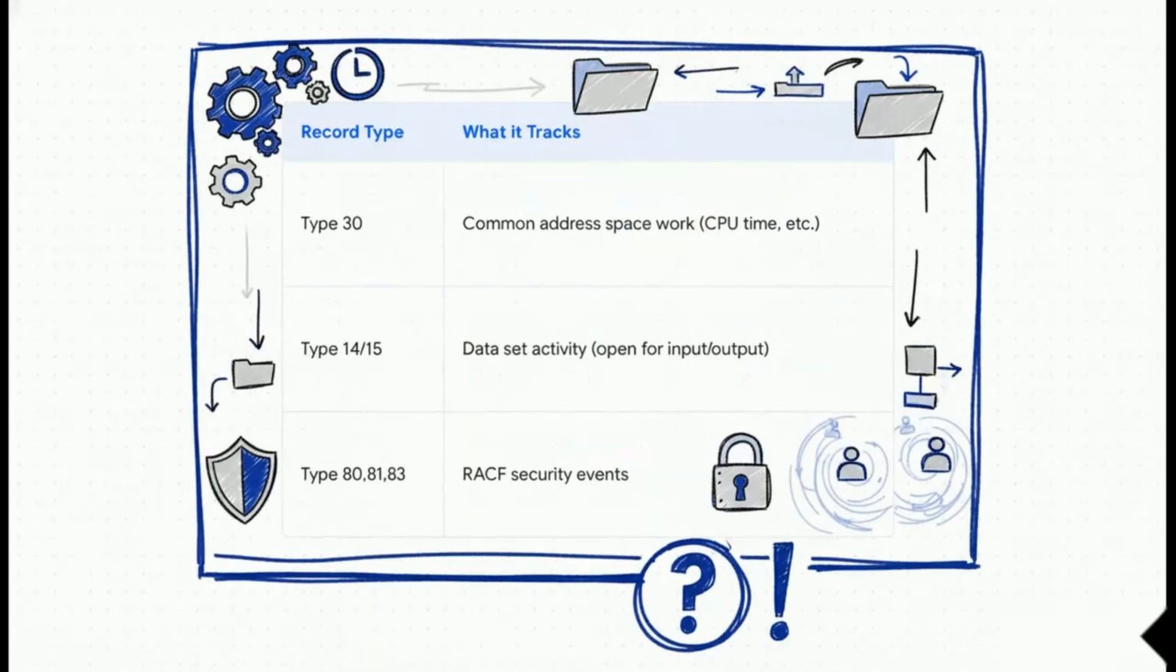And this table here makes that whole idea really concrete. Let's just look at a few of the heavy hitters. The super useful Type 30 record, for example, tracks things like how much CPU time a job used. That's essential for both performance tuning and billing. Then you have types 14 and 15, which are all about dataset activity. They track every single time a file is opened for reading or for writing. And, like we mentioned, types 80, 81, and 83 are absolutely critical for security because they record all the events from RACF. The big takeaway here is that each number has a very specific, well-defined job, which lets you zero in on the exact information you need.